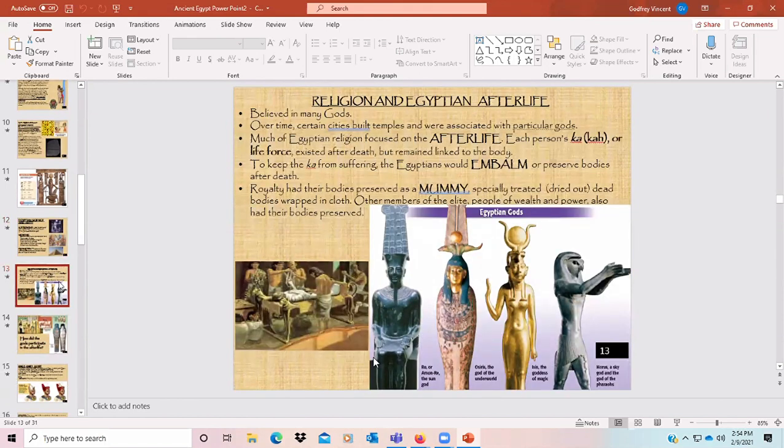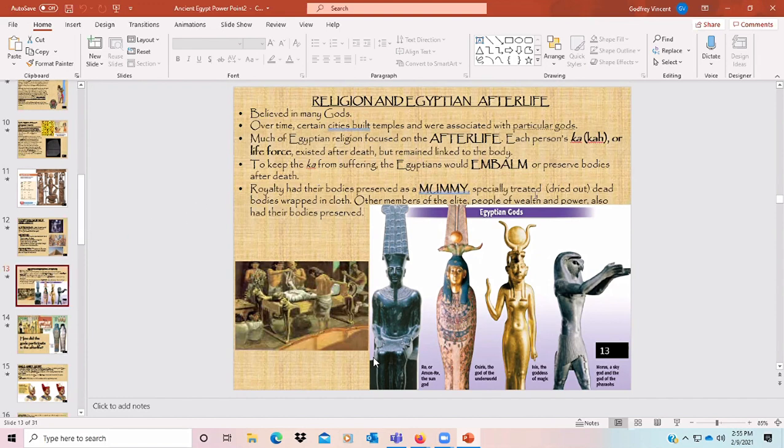Like every civilization, again, they have their religion. The ancient Egyptians practiced polytheism just like the people in ancient Mesopotamia. They believed in many gods, that's polytheism. And they built temples and cities in various regions named after gods. They believed in the afterlife. This is why they wrote the Book of the Dead. And they had their gods and goddesses.